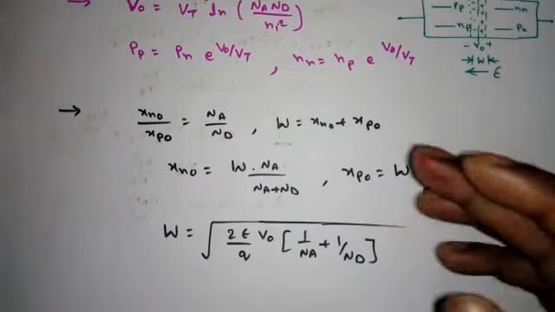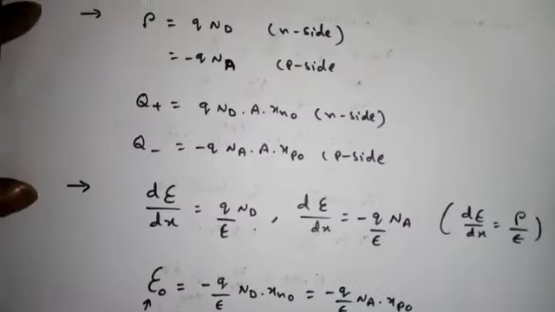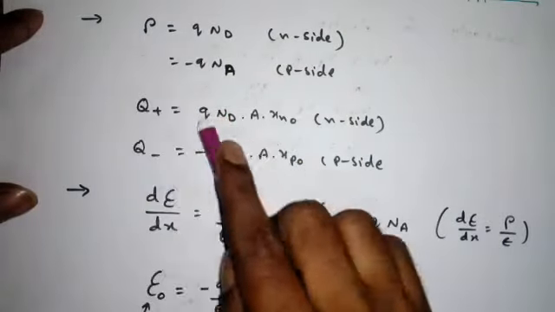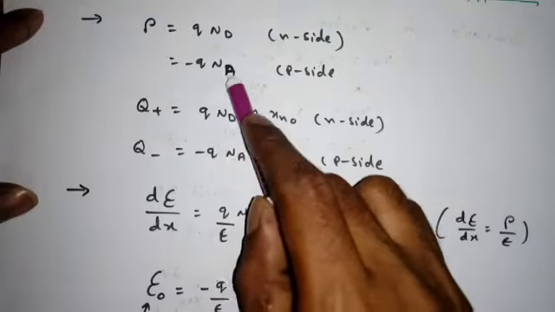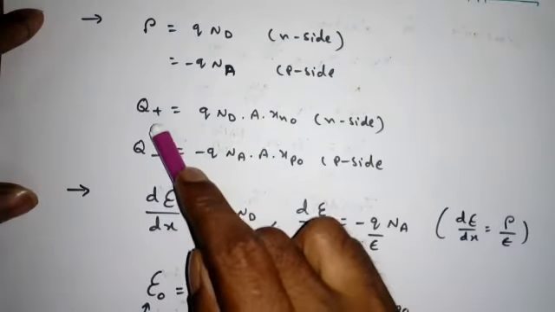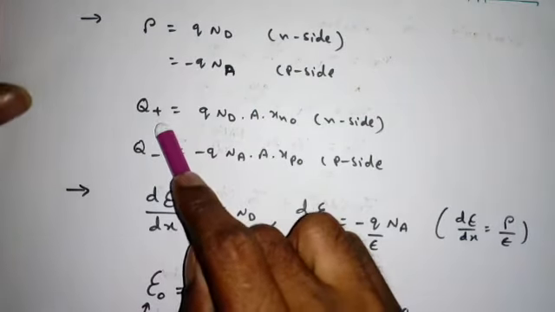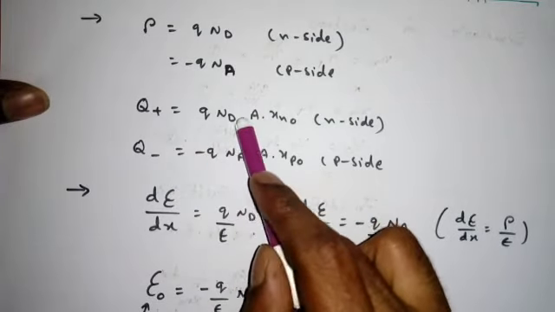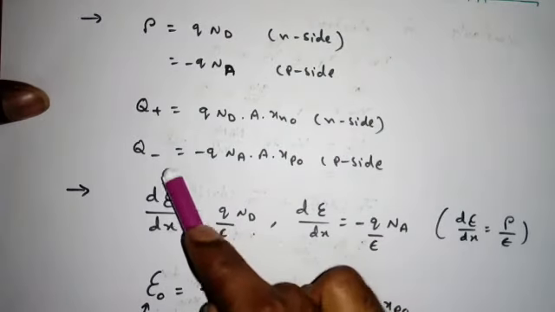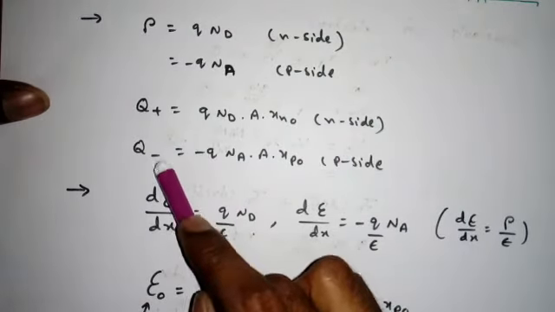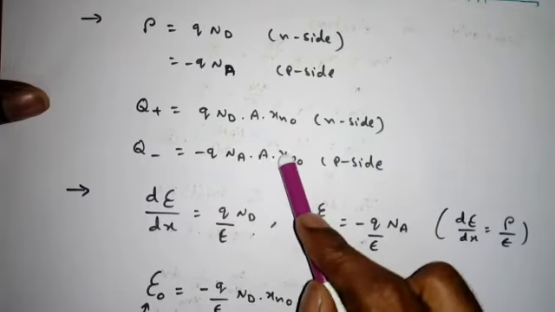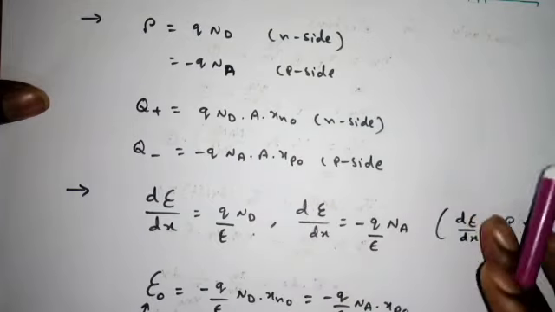Next we have seen the charge densities in the PN junction. In N side it is equal to q times of Nd, so rho is charge density. In P side minus q times of Na, so Nd is the donor concentration, Na is the acceptor concentration. If we ask what is the net positive charge in N side, it is q times of Nd into the cross sectional area into xn0, that is penetration into the N side. In P side, net negative charge is equal to minus q times of Na into A into xp0. xp0 is the penetration into the P side.